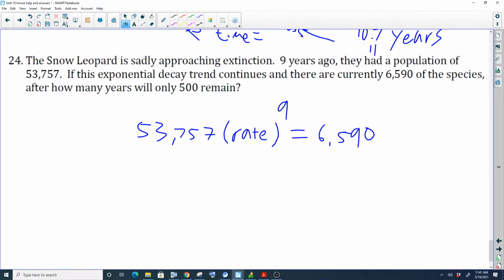Okay, so there we go. That's our setup. So now we're going to go ahead and divide to the other side and solve for the rate.